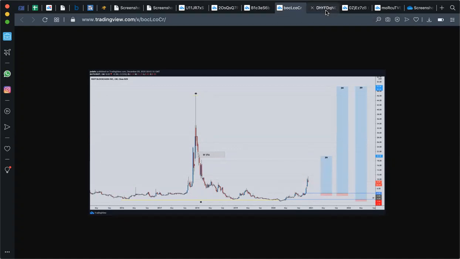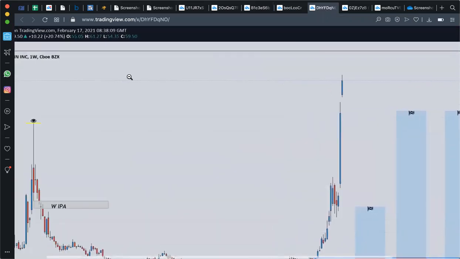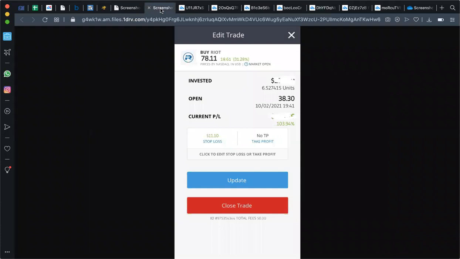Then I print screened this on the 17th, which I believe was the Wednesday. This is where we're at. Literally just rocketed up. And when I print screened, obviously this was at 78. So very, very good progress in my stock accounts.